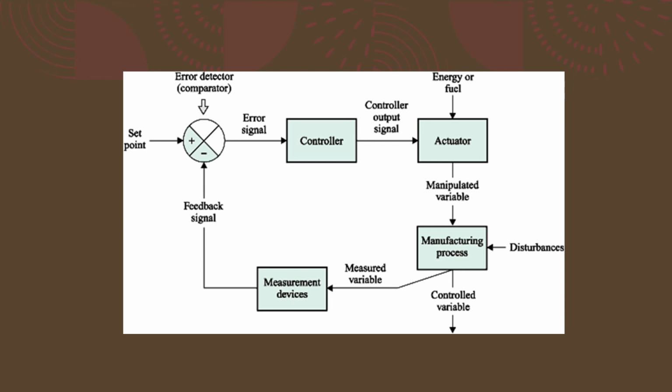Our manipulated variable would be our coolant. Our controlled variable would be our engine temp and our coolant temp. Our measured variable would be our engine temp and our coolant temp also. And then our feedback signal would be our temperature sensors within the car.